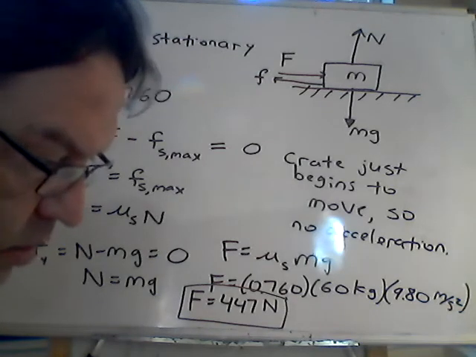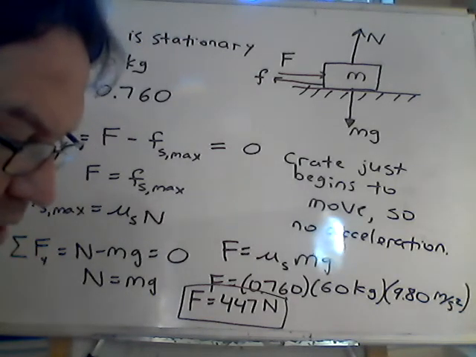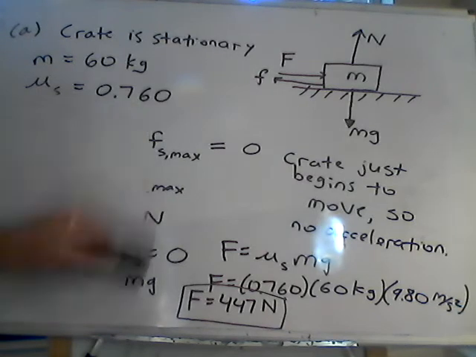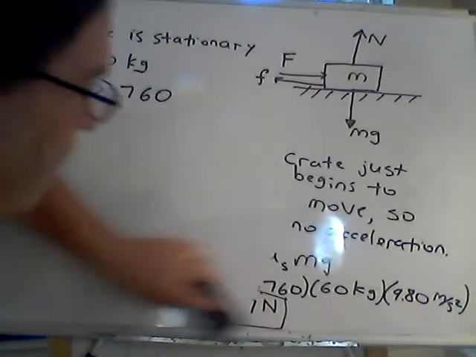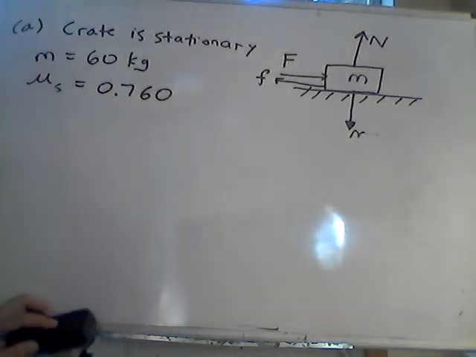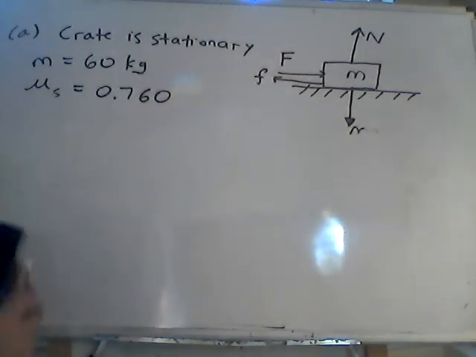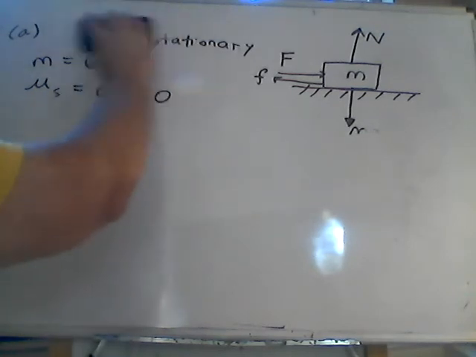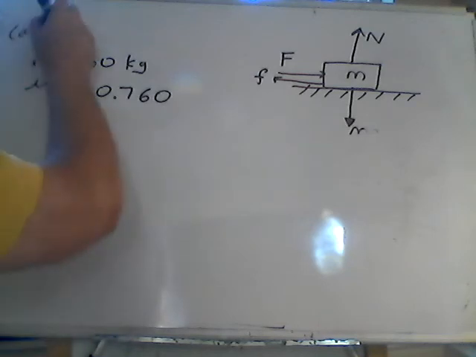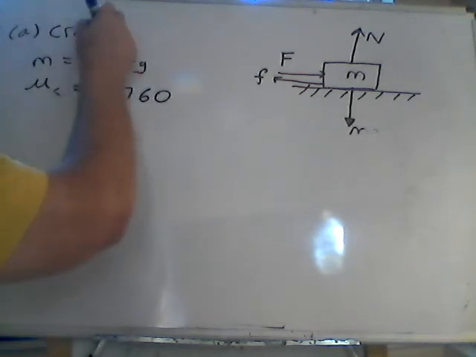Part B says, we want to find that force that'll slide the crate at a constant speed. Okay, so now that's a different regime. I'm going to erase this. The math is very similar in this case, but it's a different regime now. Now we're talking about constant speed. Again, the crate is sliding. Let's not even worry about constant speed yet. Now the crate is sliding. It could be accelerating.